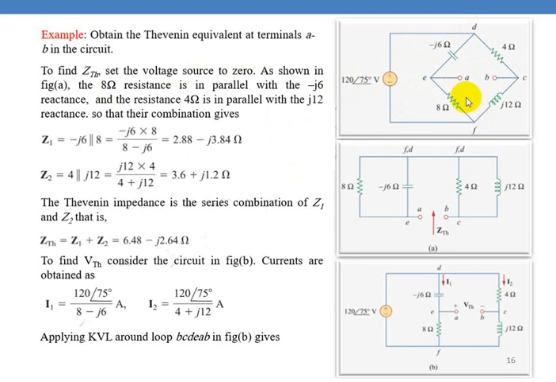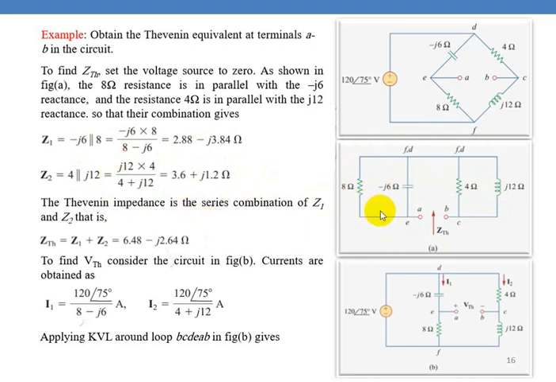Now you redraw this circuit. Now this 8 ohms comes in parallel with minus J6, and similarly this 4 ohms comes in parallel with J12. So you draw the network like this. Now these two are in parallel, these two are in parallel. You call this Z1 and this Z2. Z1 is 8 parallel with minus J6, so this gives you 2.88 minus J3.84. Similarly Z2, 4 parallel with J12, gives us 3.6 plus J1.2 ohms.